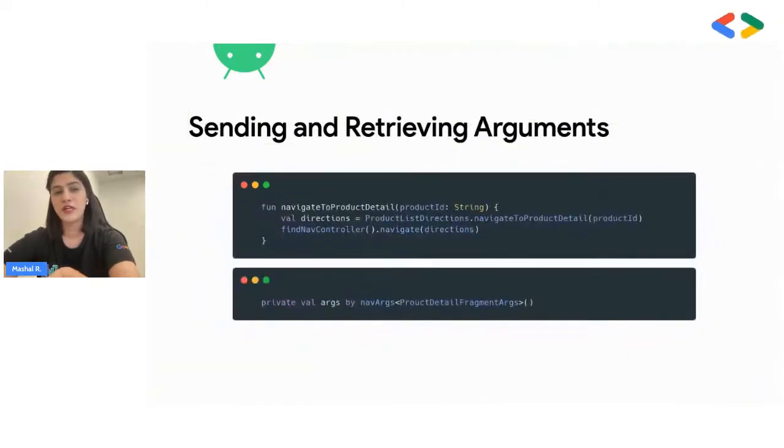So in order to send and retrieve arguments, this is how it's done. You define directions, which is the action you're going to take to send data as part of the method argument. Then on the other side, in the destination fragment, you retrieve that argument through NavArgs. Pretty simple, right? This is how easy it is to send and retrieve data through Nav component.